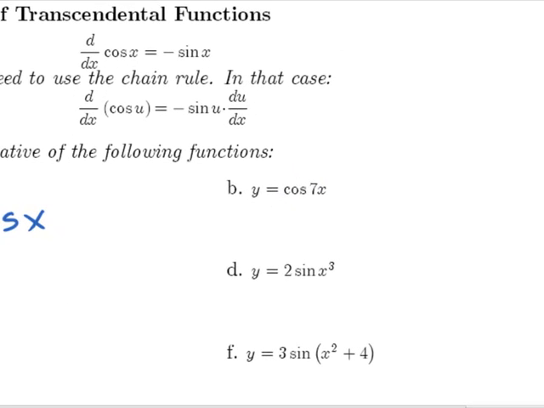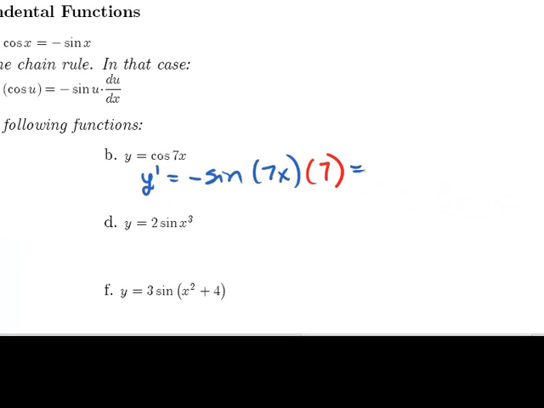For the second one, we've got the 7x on the inside, so y prime is going to be, derivative of cosine is negative sine. Leave the 7x alone, we don't touch it, and then we take the derivative of 7x, which is just 7, and we're going to move that to the front. So we've got -7 times the sine of 7x.